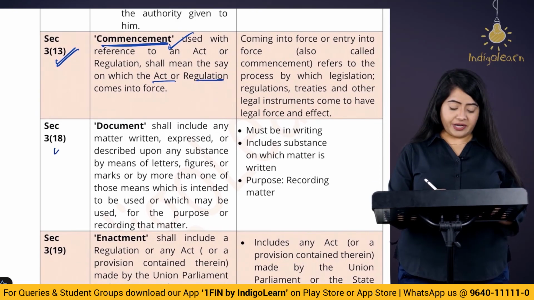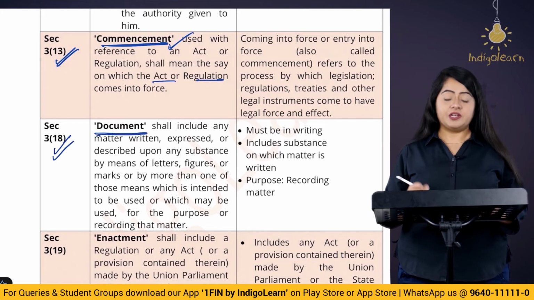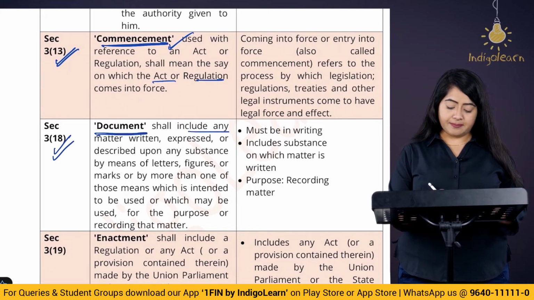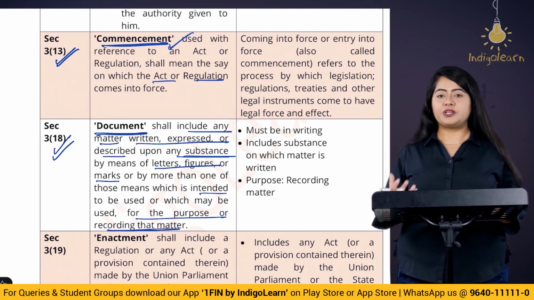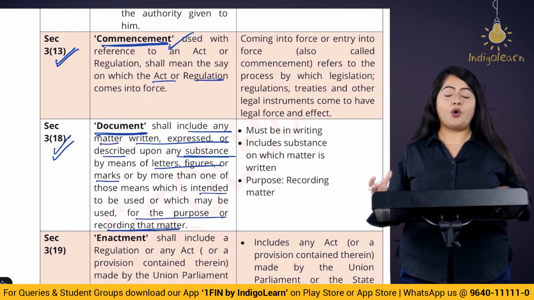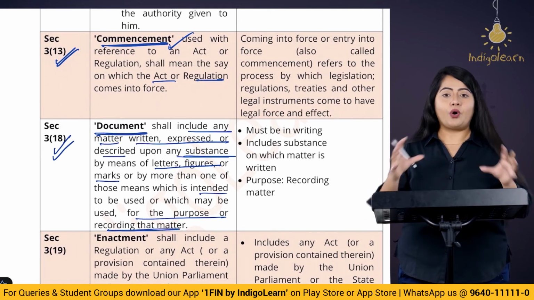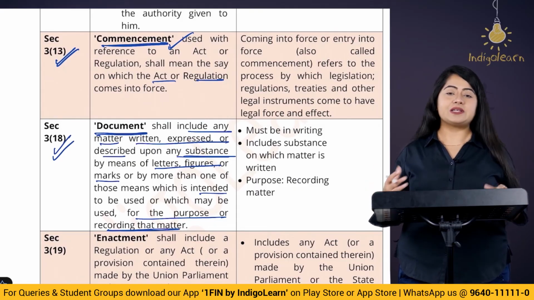The next is clause number 18, which talks about document. Now, document includes any matter which is written, expressed or described upon any substance by means of letters, figures, marks, or by more than one of those means, which is intended or used for the purpose of recording that matter. So, what is document? When we write something on an object in order to record a matter, then this is simply called document.